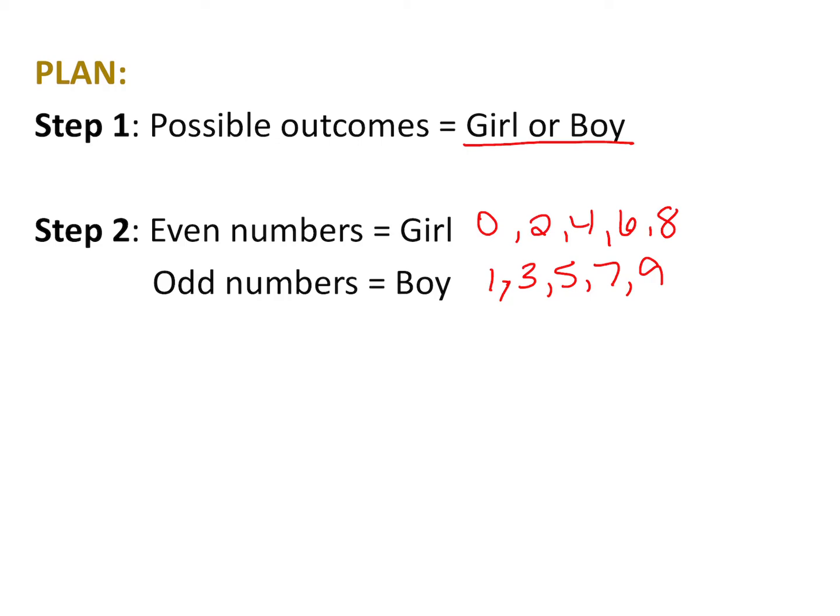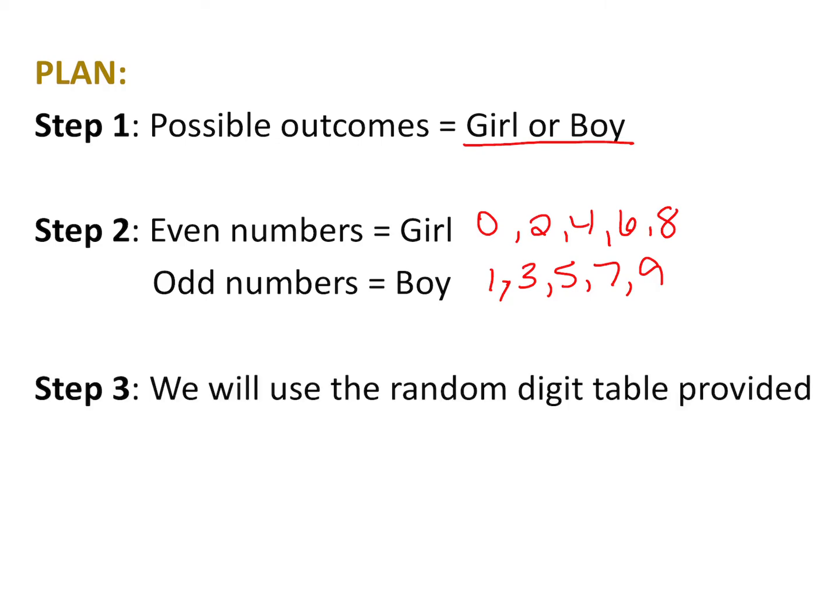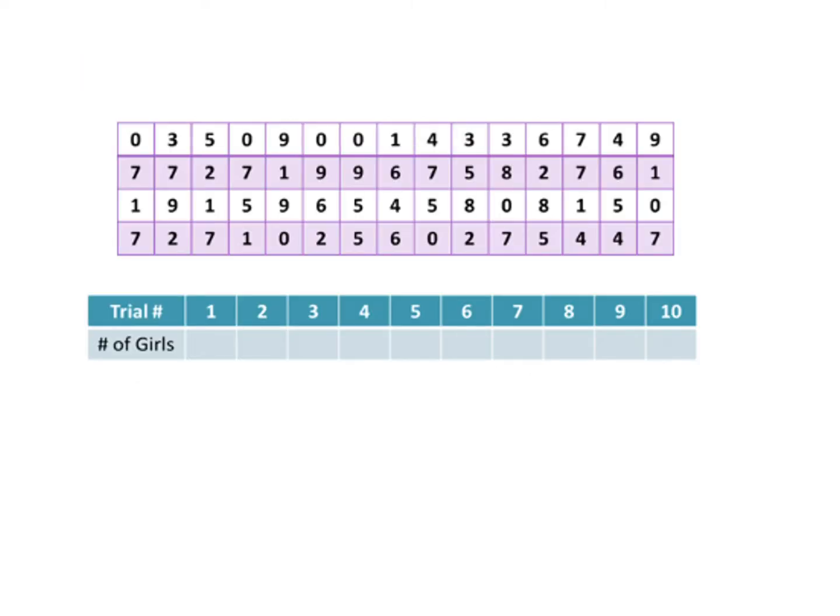5 of each for 50-50, because we only have 2 outcomes, so there's a 50% chance of each. And then we're going to say that we're going to use the random digit table provided, which in our case is going to be table D. Most of the time, I'm giving you a random digit table right here to look at. So when you perform a simulation, you have to look at it.